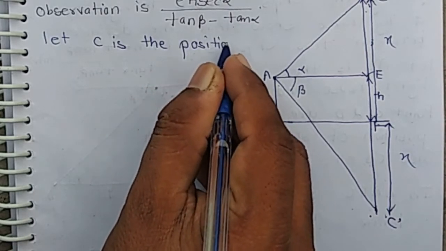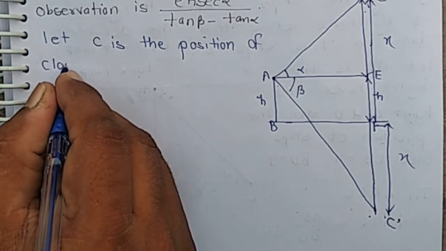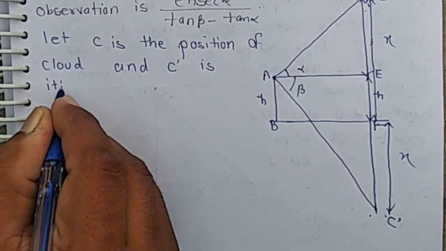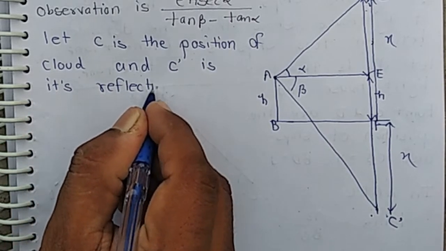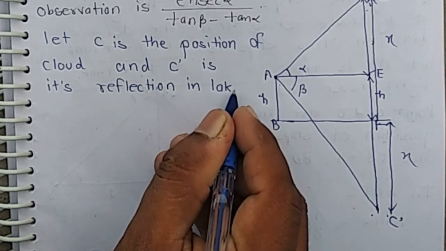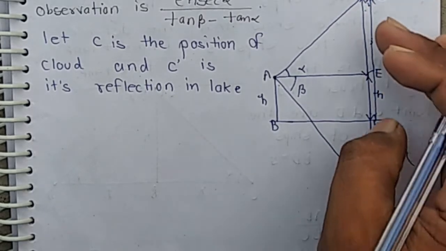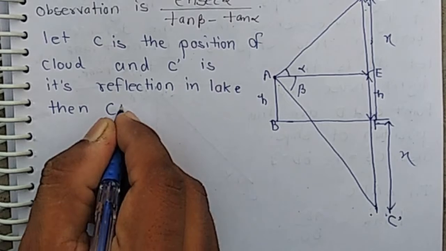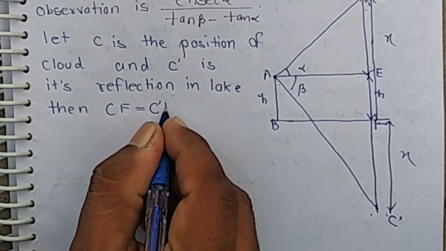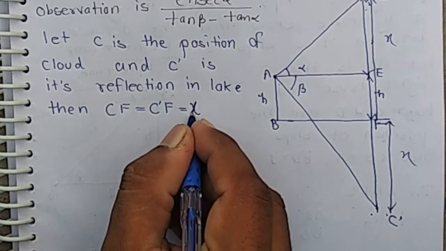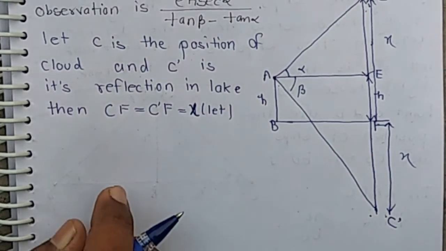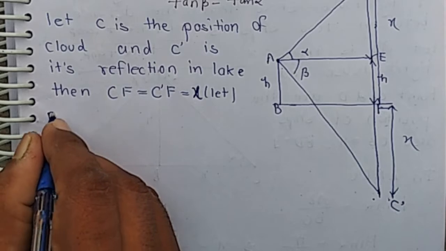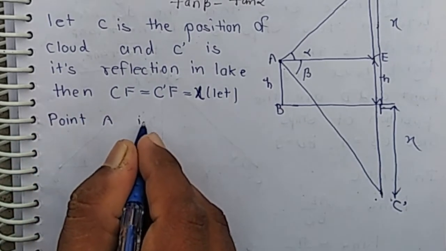This is the position of the cloud and C dash is its reflection in the lake. Whatever height the cloud is at, the reflection forms at that depth. Means CF equal C dash F. Then CF equal C dash F, let it be X. Point A is the observation point.